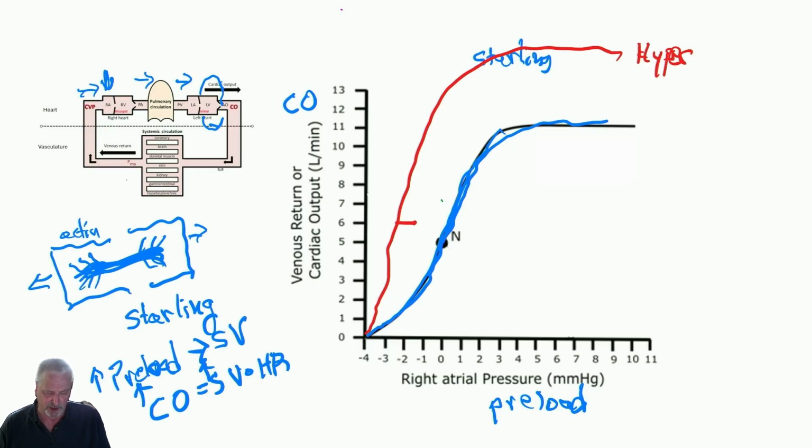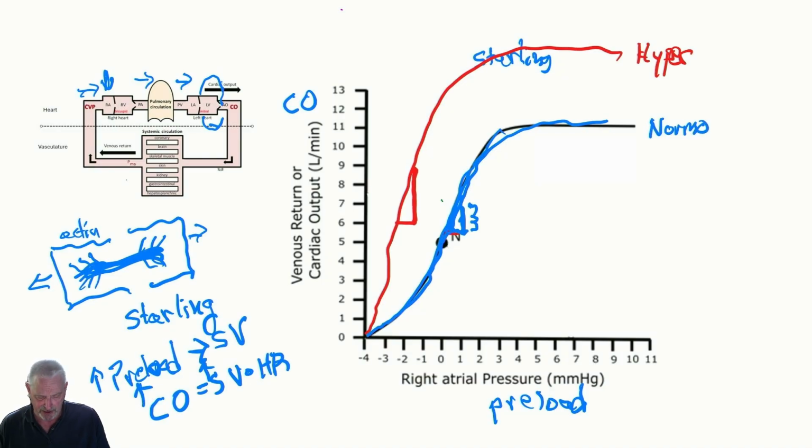What we're saying is for a given change in preload, right atrial pressure, we're getting a rather larger change in cardiac output than we did when we were looking at this blue curve here. Whoops, I'm sorry, this blue curve here. So we have the same change in preload, but in the normal effective heart we get a much smaller increase in cardiac output.